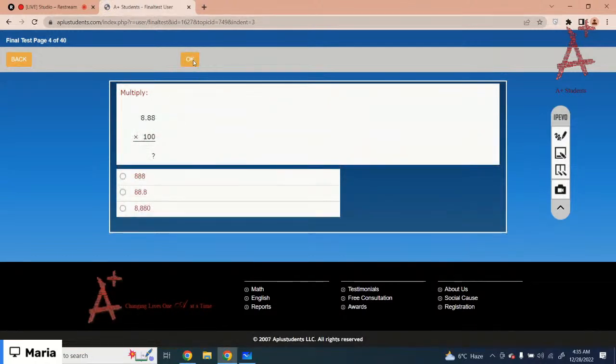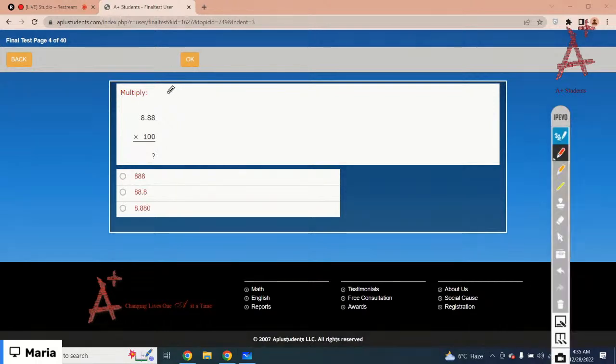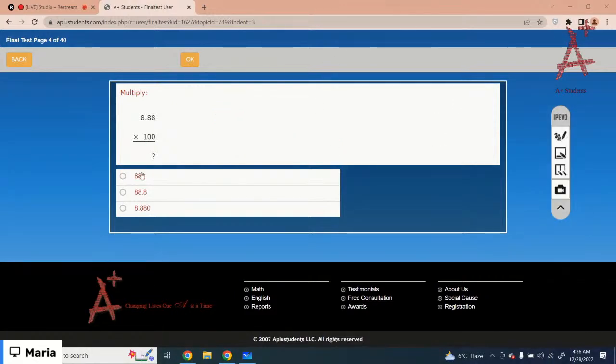Okay, the next one is 8.88 times 100. So just count the number of zeros in the 100. You have two zeros, so you just have to move the decimal point two places right. It would be 888. Got it? The first option is the correct option. Just select the correct option, then click on the OK button.